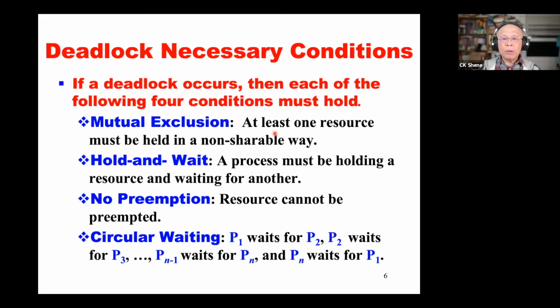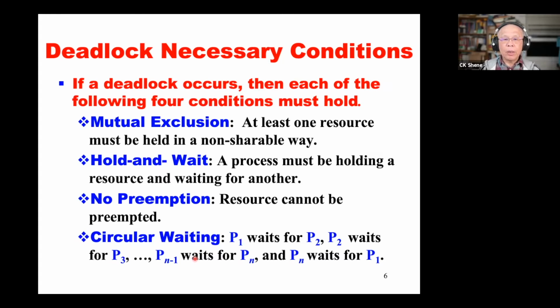This condition means at least one resource must be held in a non-shareable way. The second one is hold and wait. It means a process must be holding a resource and waiting for another. The third one is no preemption. Once a resource is allocated to a process, you cannot take that resource away from that process.